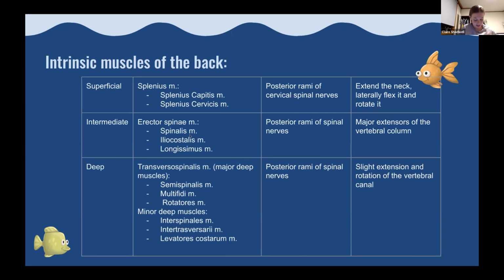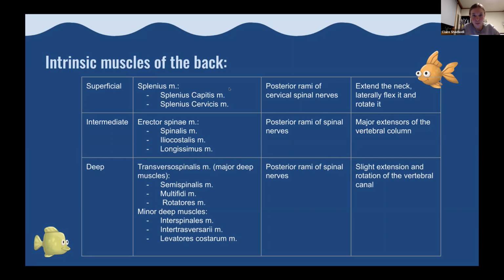With the intrinsic muscles of the back, I can't stress enough that you don't have to memorize these as much as you do the upper limb and lower limb. Try and focus on the big picture, what movements they help to control. The third column is innervation, and it's a pretty easy one to remember because they all are the posterior rami of wherever they're located close to.